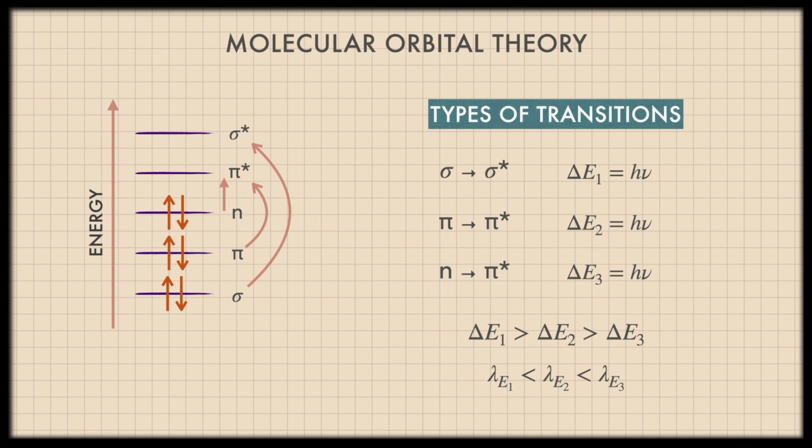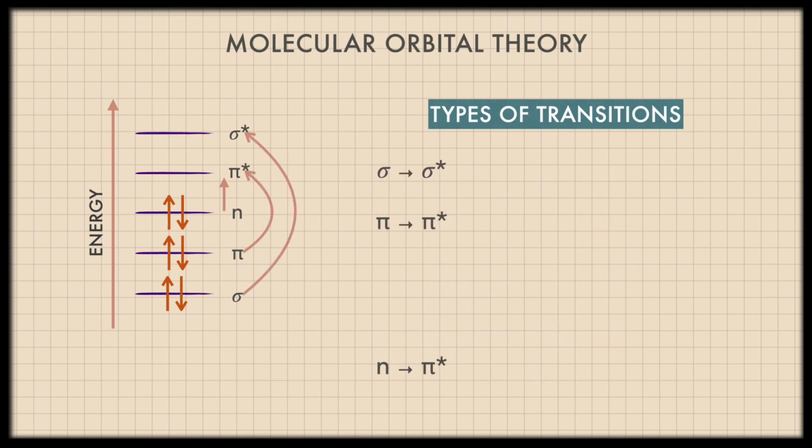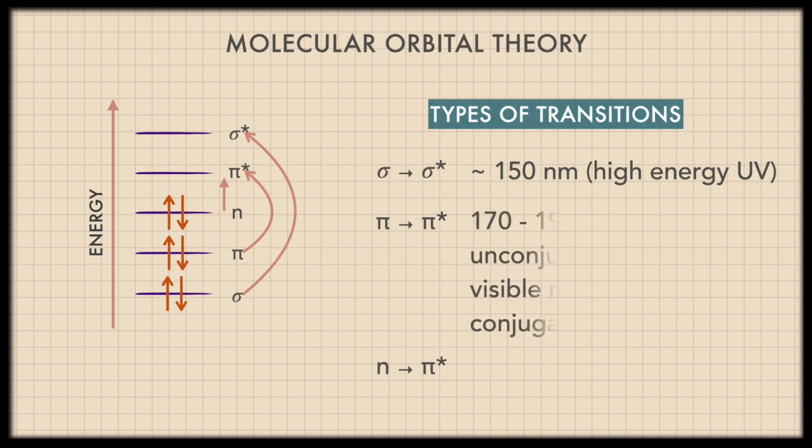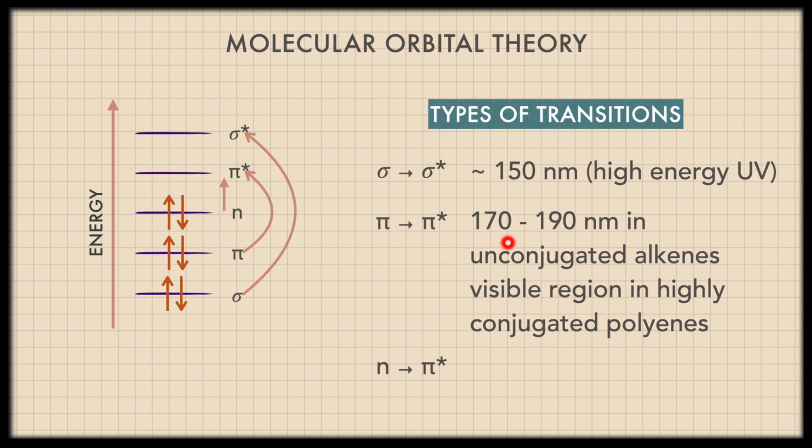Now in continuation, I have here some of the values. Usually we call it sigma to sigma star, are very high energy transitions. So you require a wavelength of around 150 nanometers, very short wavelength, and this happens to be in the high energy UV radiation. The pi to pi star, they are somewhere in 170 to 150 nanometers, slightly longer wavelength, that is in unconjugated alkenes.